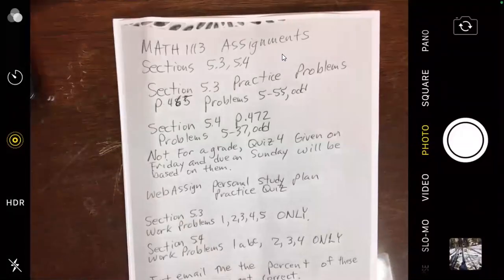Okay, this is the Math 1113 Zoom meeting for February 9th. And we're covering sections 5.3 and 5.4 this week.